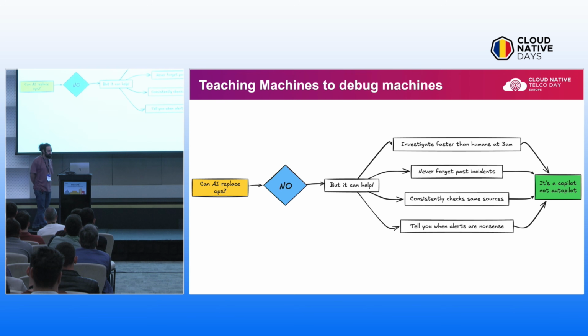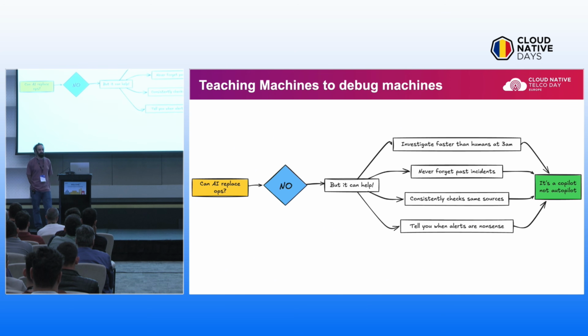As a small note here, do we think that AI can replace ops, or it should? And the answer is quite a quick one, and it's no, but it can sure help a lot. It investigates faster than humans, especially at 3 a.m. when you've had a few beers. It never forgets past incidents. It consistently checks the same resources and tells you when alerts are nonsense.